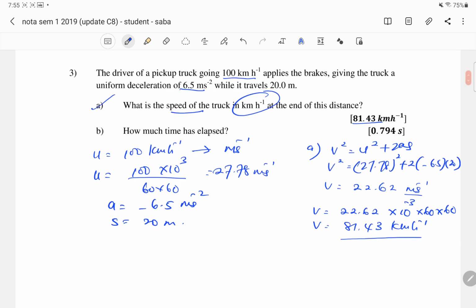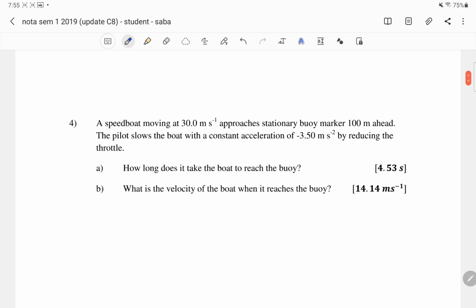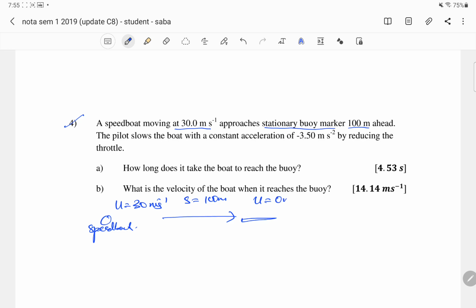Alright, so next here, okay, a speedboat. Okay, a speedboat moving 30 meter per second approaches stationary buoy marker 100 meter ahead. Okay, this is the speedboat. Okay, moving 30 meter per second approaches stationary. Okay, this is 100 meters. This U equal to 0 meter per second, at rest.